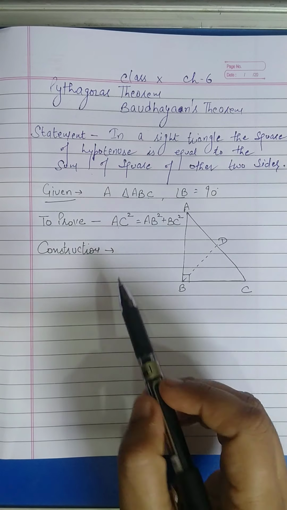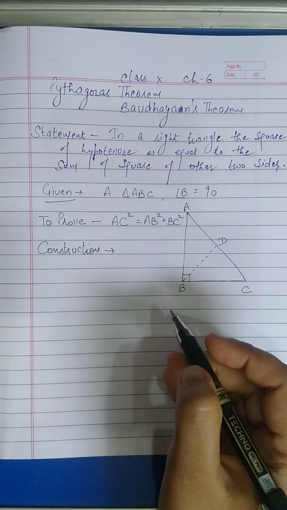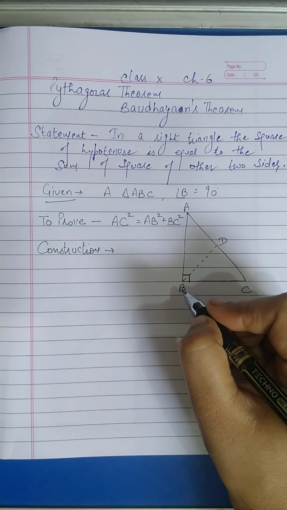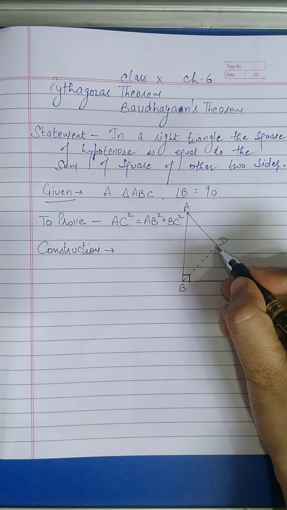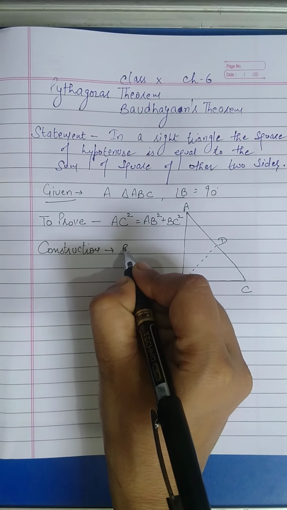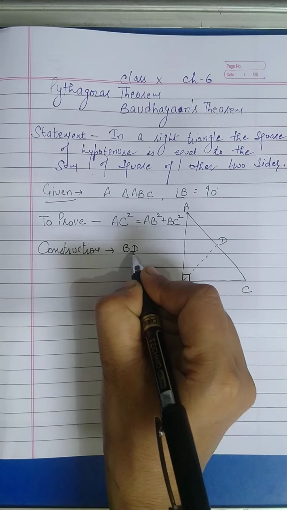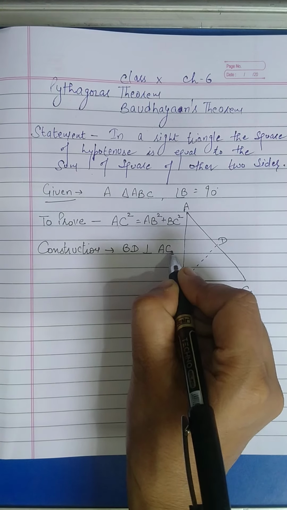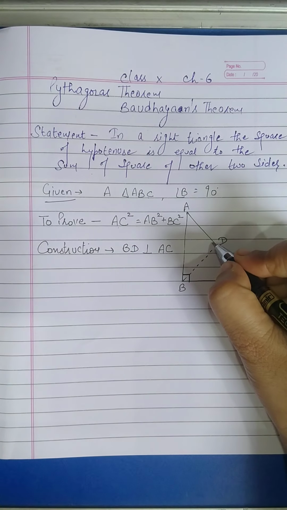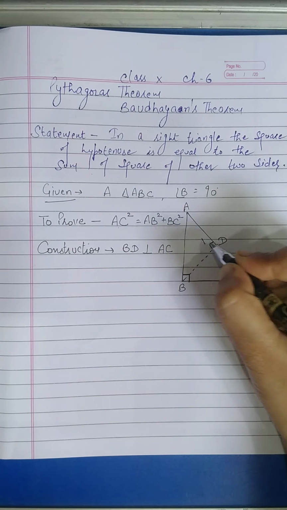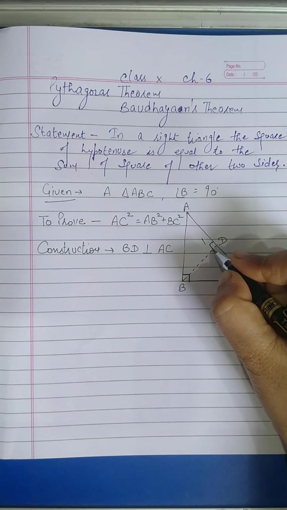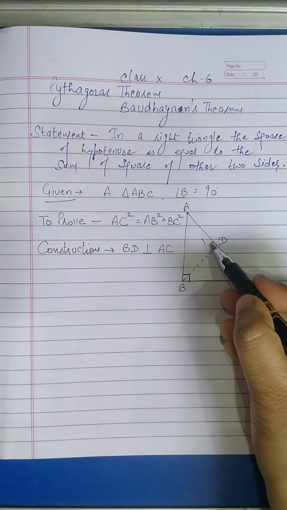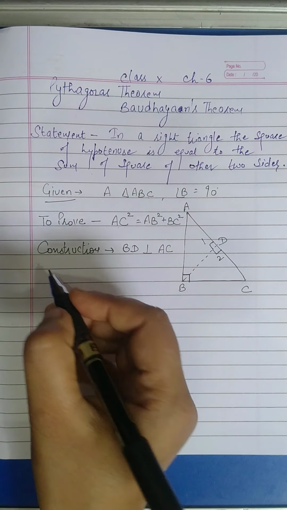For proving this, we need a construction. From the vertex of 90 degree, we have to draw a perpendicular on hypotenuse. It means BD is perpendicular on hypotenuse. BD is perpendicular on AC. If BD is a perpendicular, this side angle number 1 is 90 as well as angle number 2, both are 90. Perpendicular means both sides have a 90 degree angle.